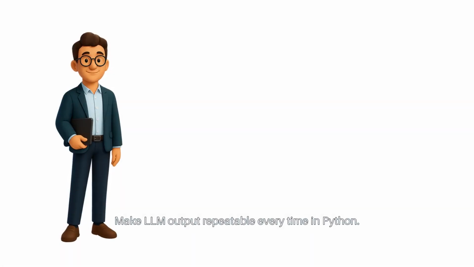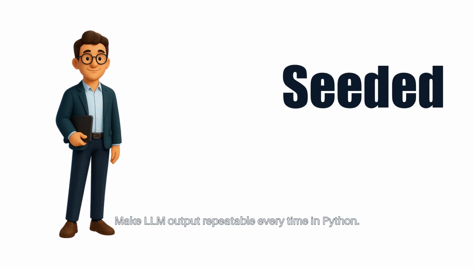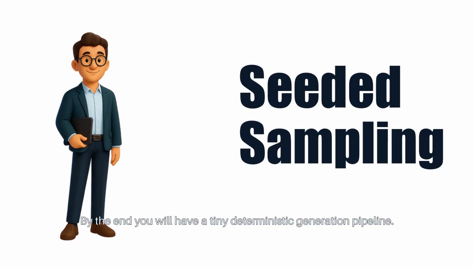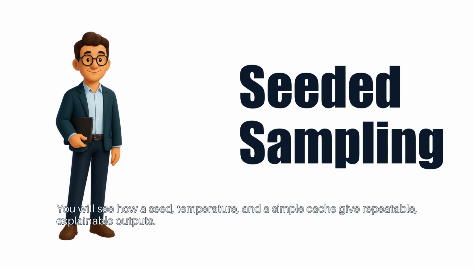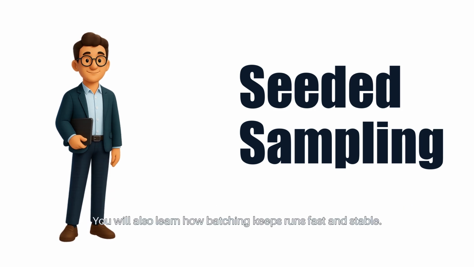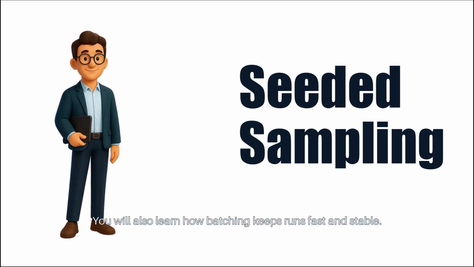Make LLM output repeatable every time in Python. By the end, you will have a tiny deterministic generation pipeline. You will see how a seed, temperature, and a simple cache give repeatable, explainable outputs. You will also learn how batching keeps runs fast and stable.